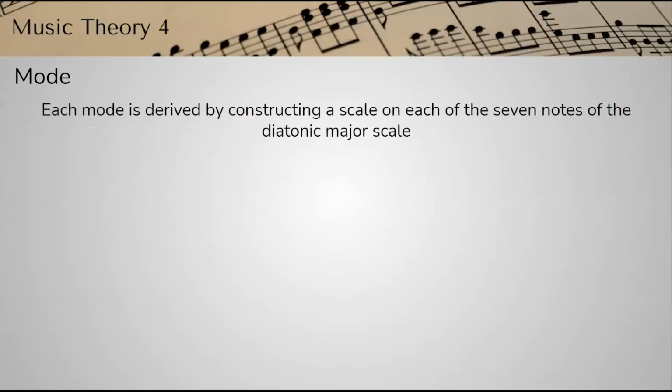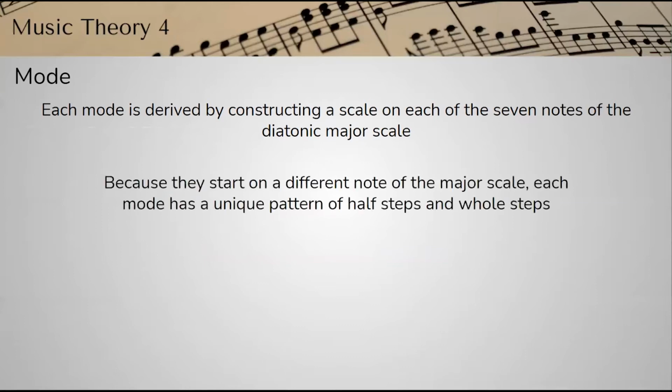And each mode is derived by constructing a scale beginning on each of the 7 notes of a diatonic major scale. And we'll look at that in a second. But because they start on a different note of the major scale, each mode has a unique pattern of half steps and whole steps. Just like a major scale has a unique pattern of half steps and whole steps that makes it sound like major, each of these modes has a different pattern of half steps and whole steps that make it sound like Dorian or make it sound like Lydian.